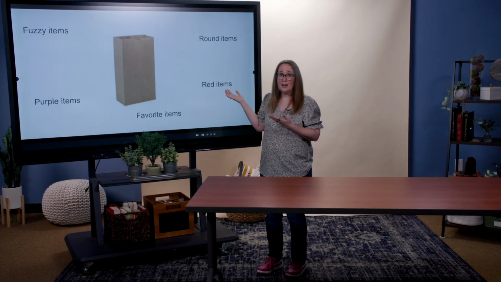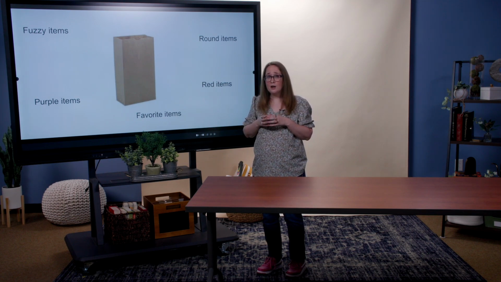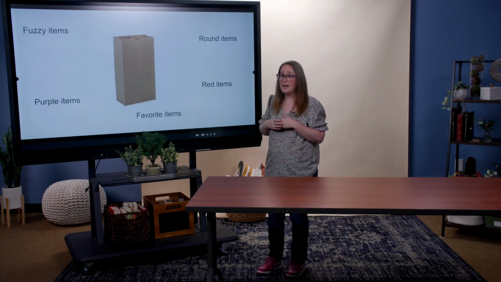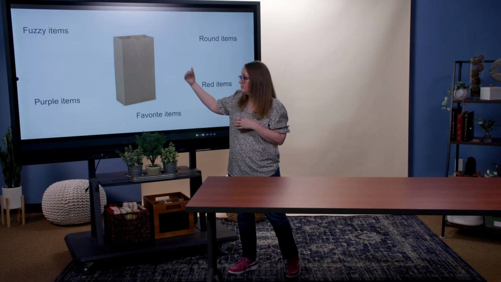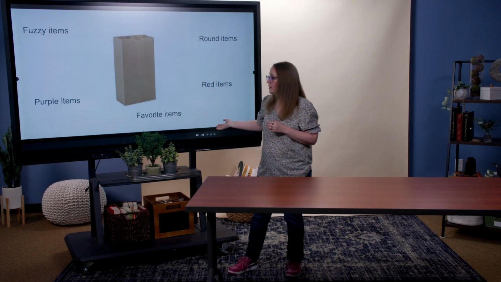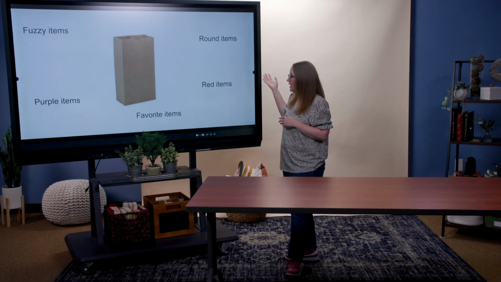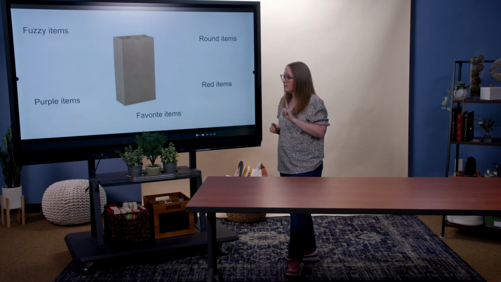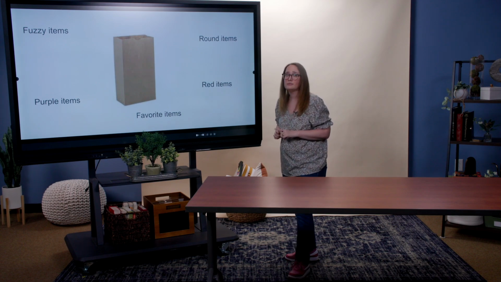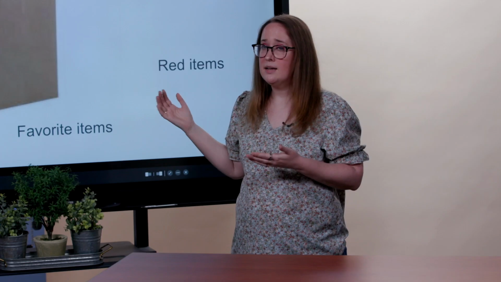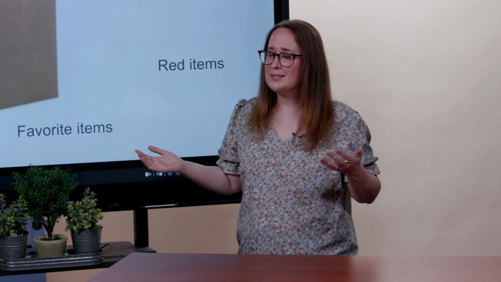You can find a bag at home and think of a category of things that you want to put in that bag. Your main idea could be fuzzy items, purple items, favorite items, red items, or round items. Make sure you stick to that one category. The core category that you pick is the main idea. The items that you put in your bag are the details.